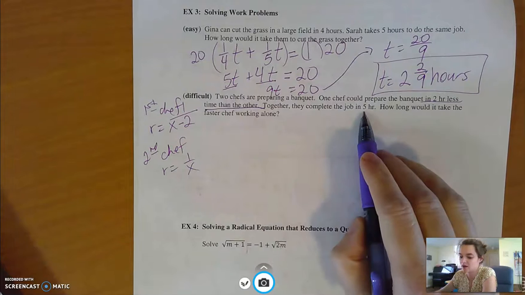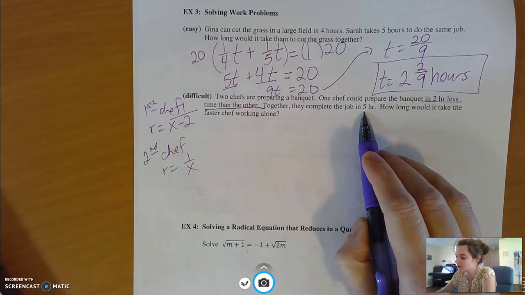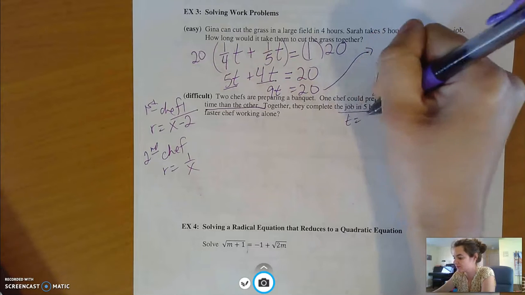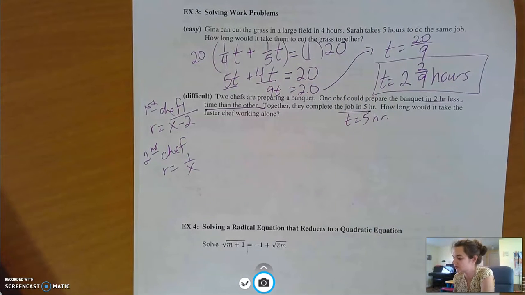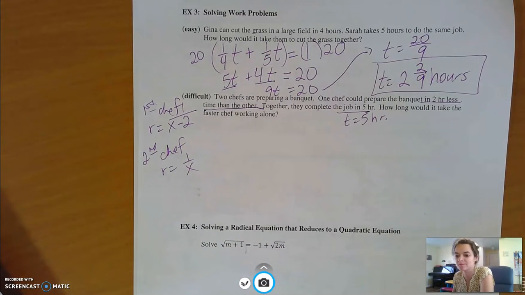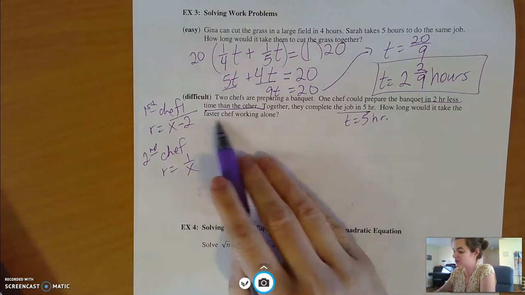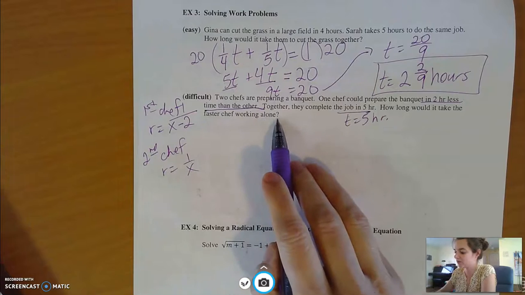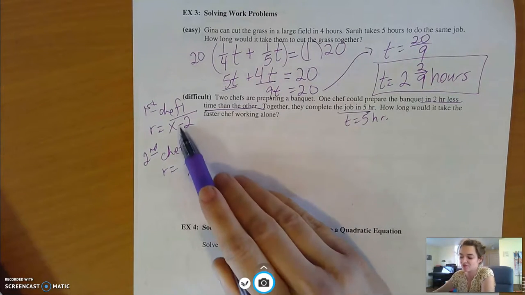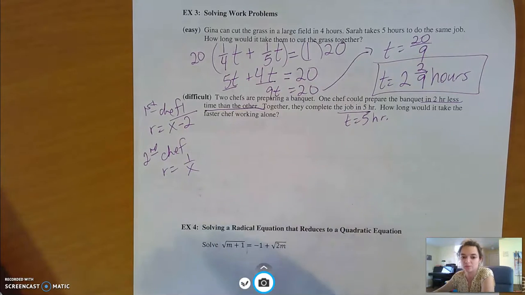So that's what our rates look like. Together they complete the job in 5 hours. So we actually know what t is, so time is 5 hours. And they're preparing one banquet, so we'll set it equal to 1 just like we did in the last one. And how long would it take the faster chef working alone? So the slower chef would be x. Our faster chef would be x minus 2. You guys ready? Let's do it.